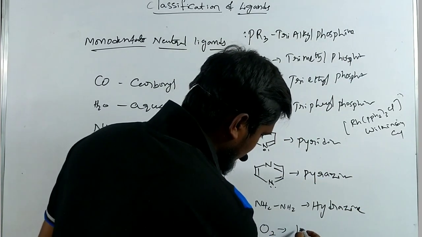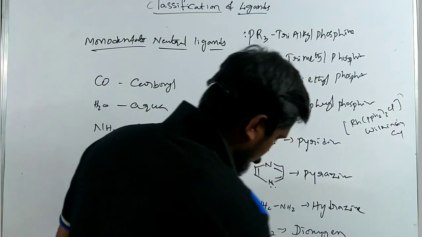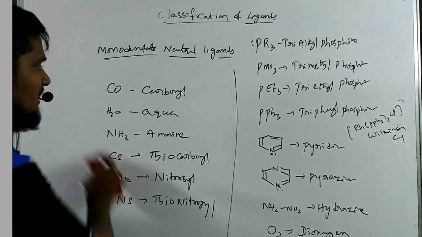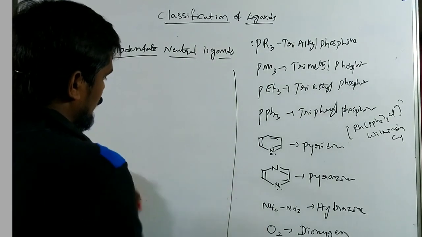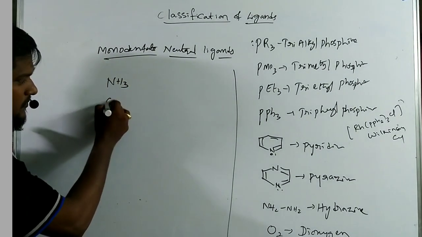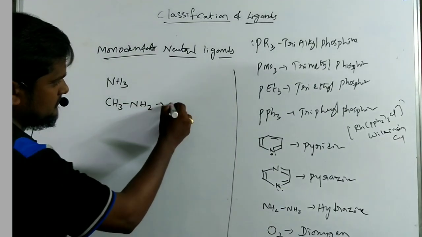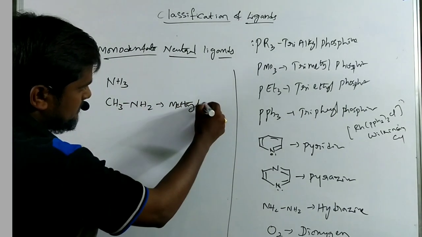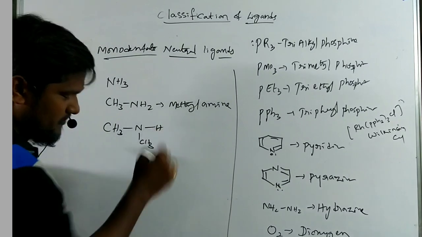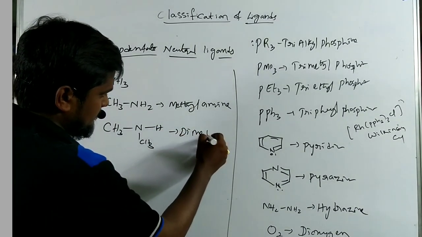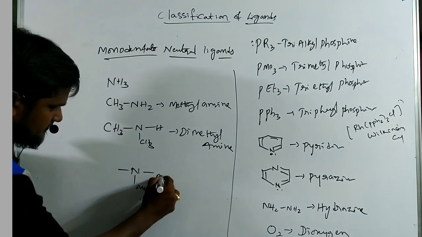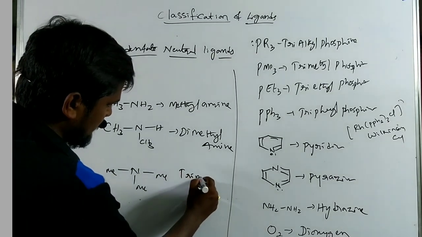Like dinitrogen, dioxygen. So other ligands like amino groups. Ammonia we discussed, it is a monodentate ligand. When connected to one methyl group, methyl amine. See, here two methyl groups, dimethyl amine. If it is replaced by three methyl groups, then it is called trimethyl amine.